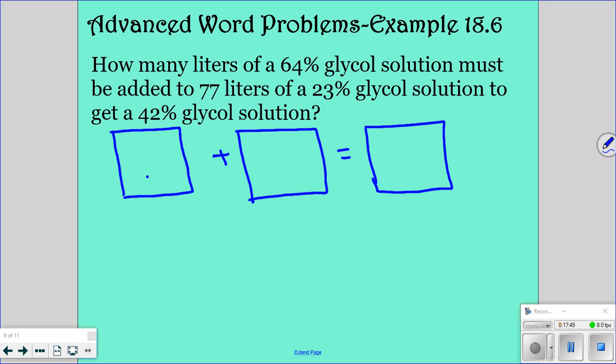So we don't know how much we're adding here, but we know that it's a 64% glycol solution. And then we know we have 77 liters here of this 23% glycol. And then we are trying to get a 42% glycol solution. And so the amount is going to be x plus 77, because those are the two amounts that we're going to add together.